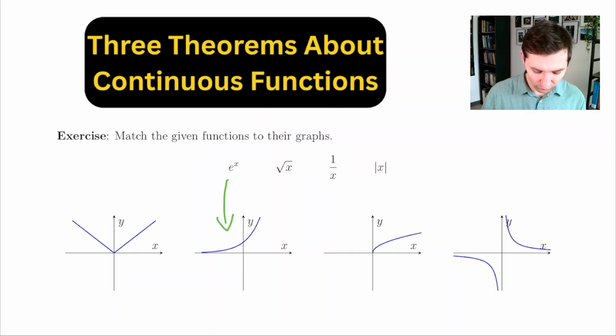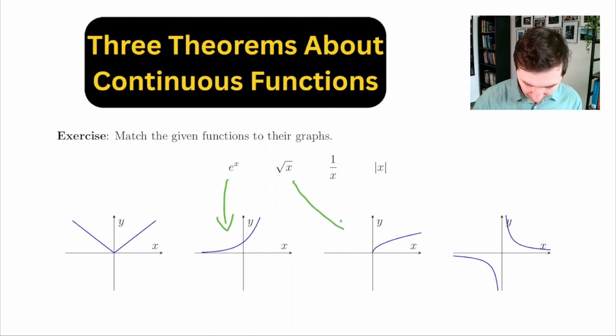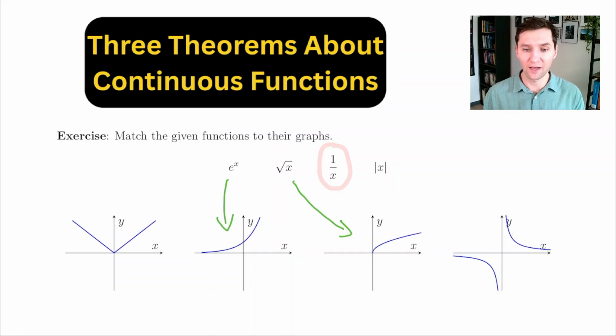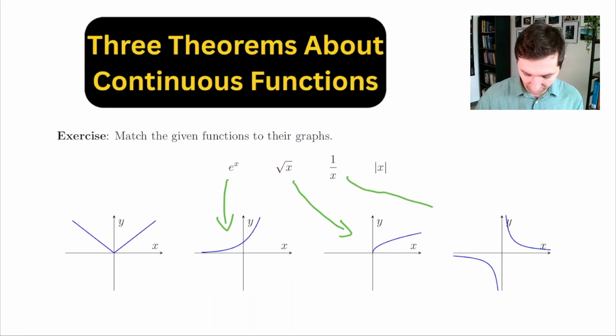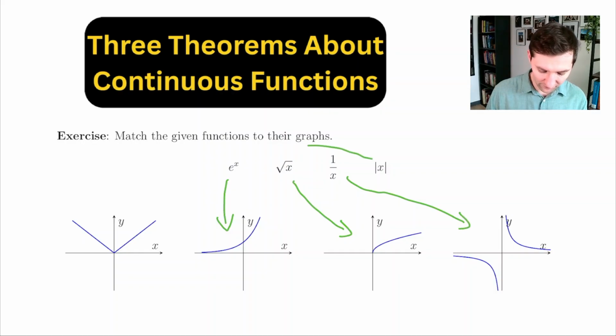The function square root of x is not defined for negative x's, so it must correspond to the third graph. The function 1 over x is not defined at x equal to 0, so it must correspond to the fourth graph. By the process of elimination, absolute value of x must correspond to the first graph.